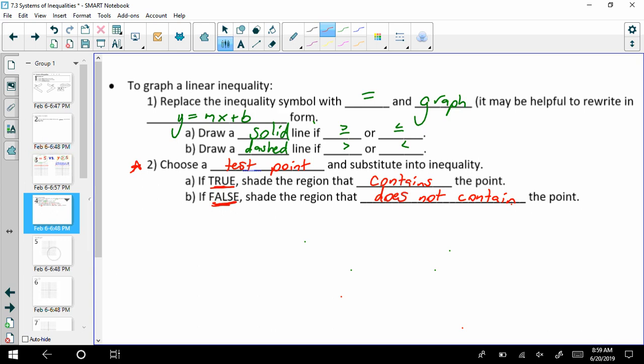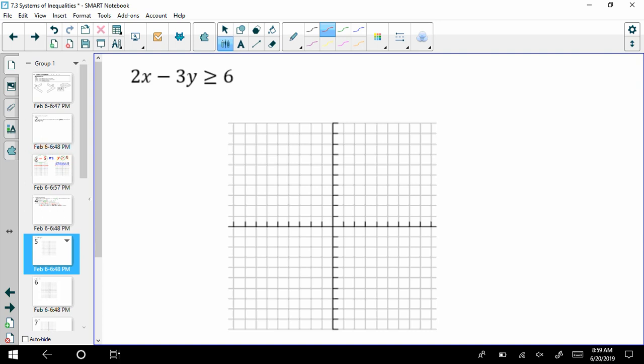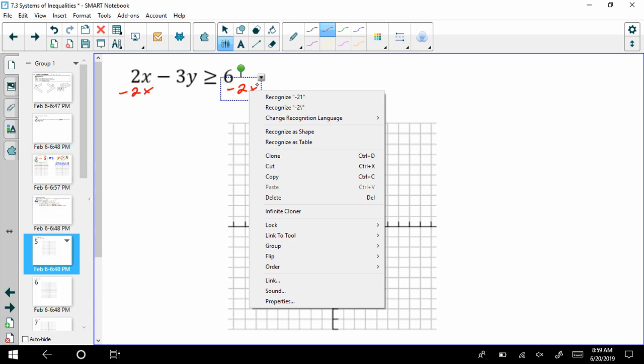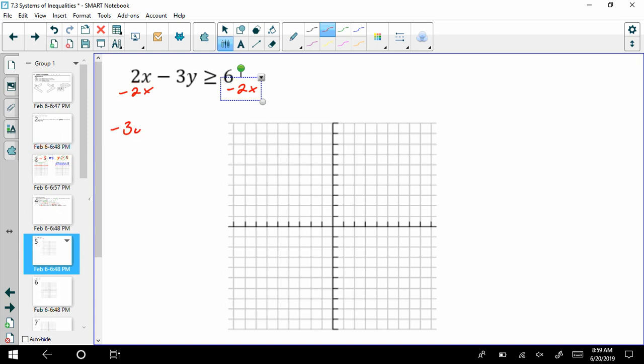All right, so let's try one. So here, this is not a system of inequalities. This is just one inequality. So we're going to start off pretty basic. If I want to graph this, let's get y alone first. So I'm going to subtract 2x. Then I have negative 3y is greater than or equal to negative 2x plus 6. And then I would want to divide by negative 3.